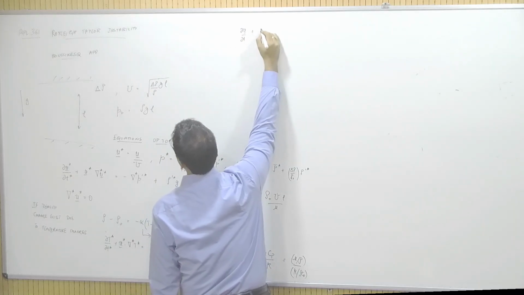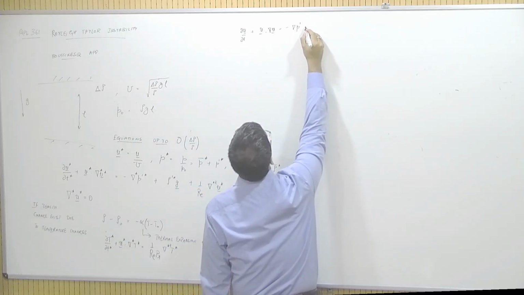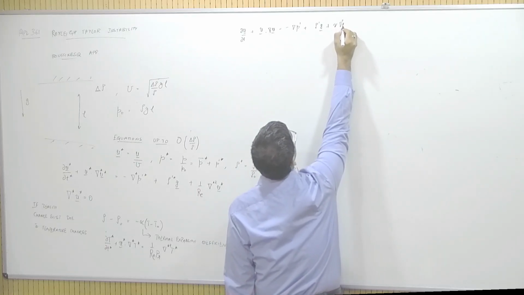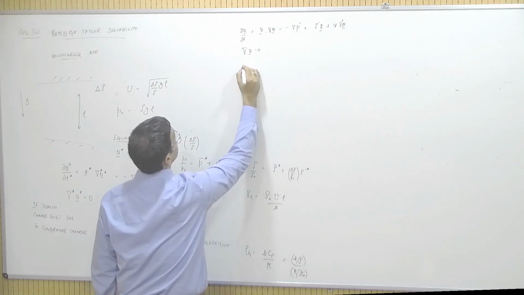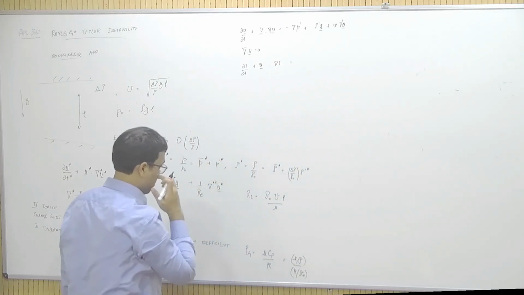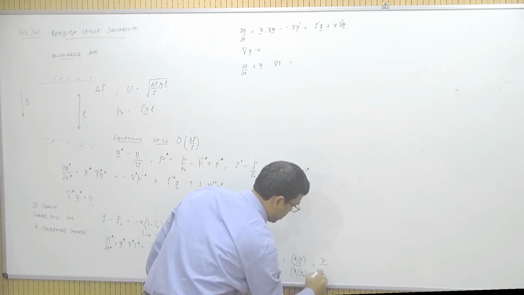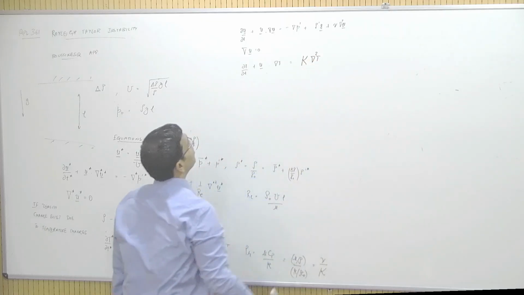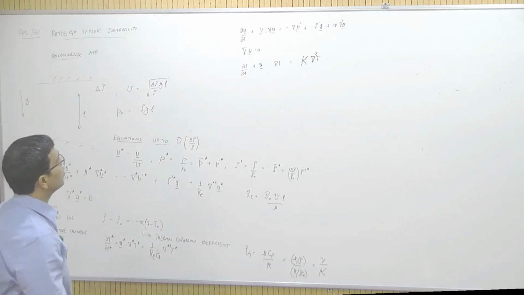del u by del t plus u dot grad u equals minus grad p prime plus rho prime g plus nu del square u, and the continuity equation is simply this, and the temperature equation is del T over del t plus u dot grad T equals, so this K by rho Cp I am going to write as capital K or kappa. Okay, and this is what appears here when you dimensionalize the equations again.